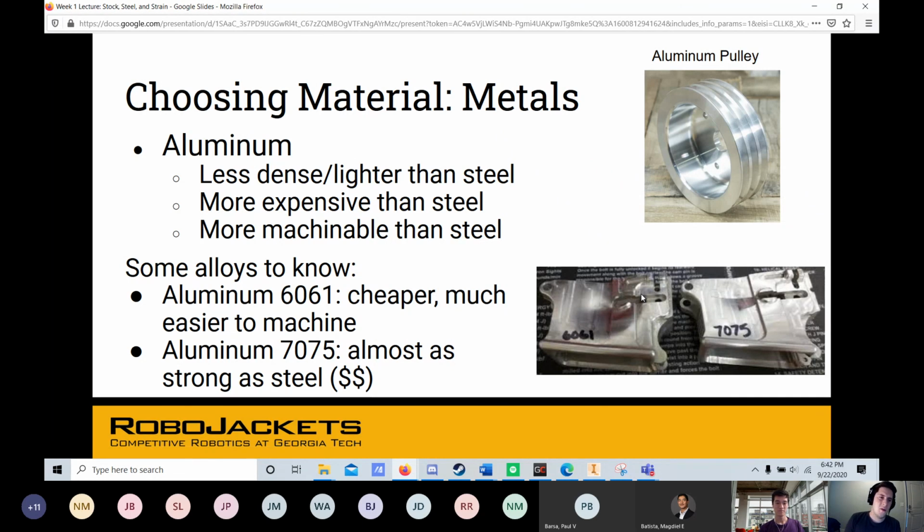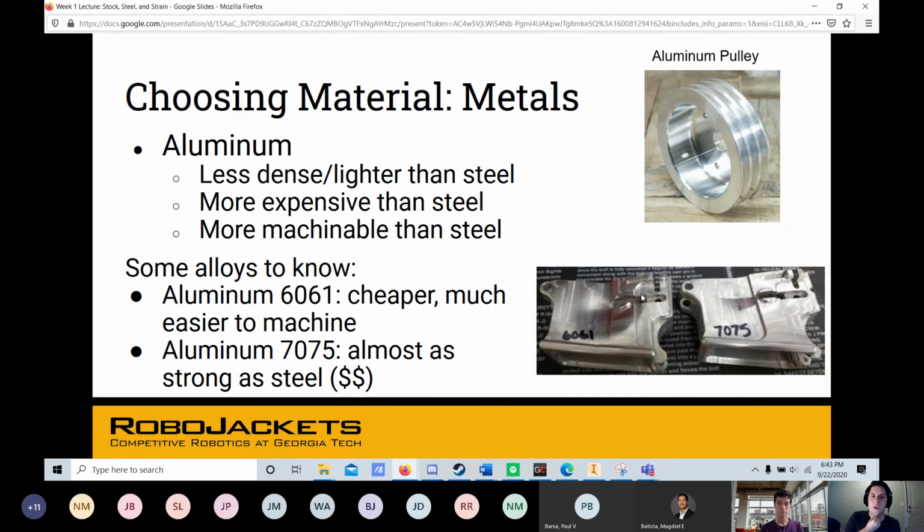And some alloys to know specifically are aluminum 6061, which is what you're going to be using for the most part. It's a lot cheaper. It's probably the most widely available material out there. It's used in airplanes and all that stuff, so it's really easy to machine. Aluminum 7075, on the other hand, is almost as strong as steel, but it's a lot more expensive. So again, really depending on what you're planning on choosing, and what budget restrictions and loading conditions you're working with, sometimes aluminum 7075 is going to be a little bit more apt for you to use. And that's used a lot in aerospace industries.